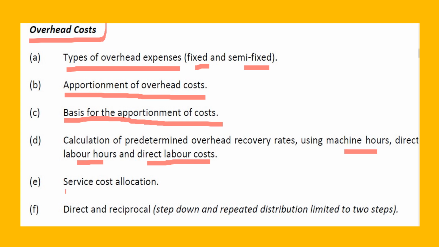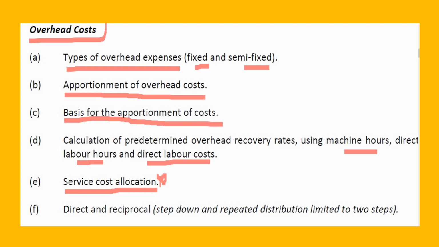Service cost allocation. I think this might be a misnomer as well. It should be the apportionment of the service costs from the service cost centers to the production cost centers. We are called upon to use direct allocation, continuous allotment, or step-down method, one out of the three. So we should be acquainted with those. It came in last year's exam, so don't be surprised to see it again.